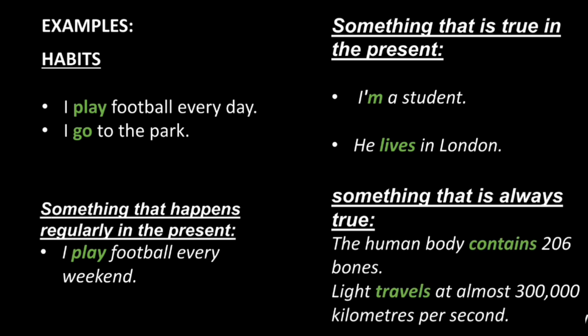Then next, something that is always true. The human body contains 206 bones. It doesn't change, so it's always true. So we use present simple tense. Light travels at almost 3 lakh kilometers per second. So that's it.